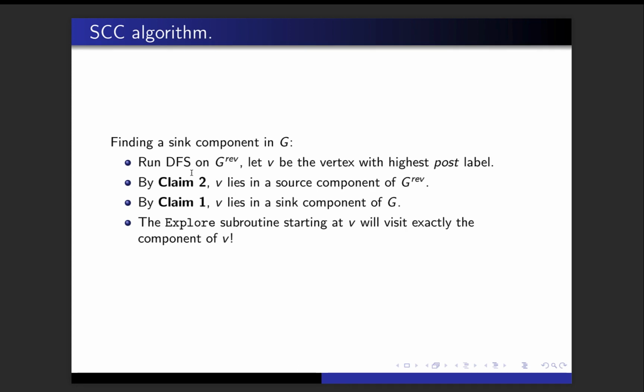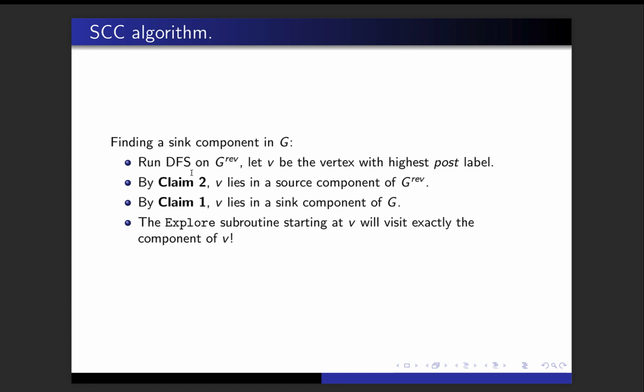I want to find a sink component of G. More precisely, I want to find a vertex in the sink component. If I do that, I can run explore from that vertex and I will get that component because the edges out of this component don't exist. I will never exit this component. How can I do this?